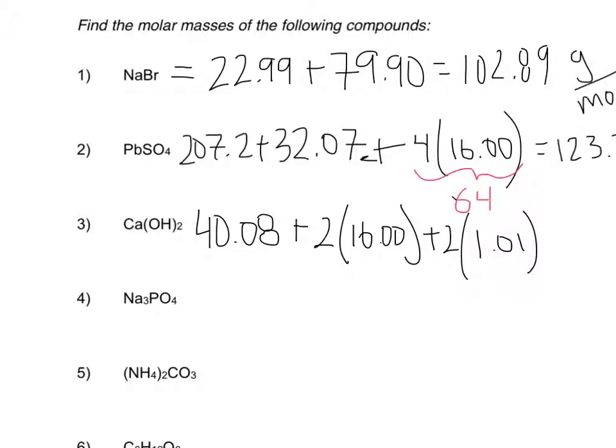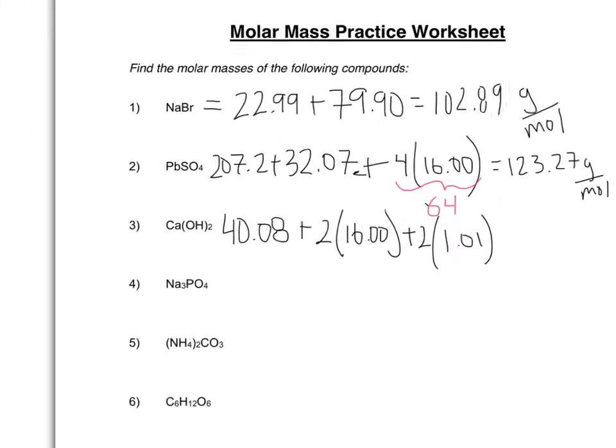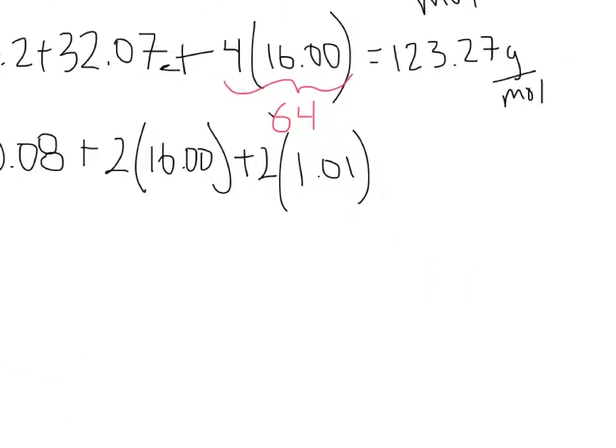Okay, calculator. 40.08 plus 2 times 16, which is 32, plus 2 times 1.01, which would be 2.02, and we get 74.1, and this is grams per mole.